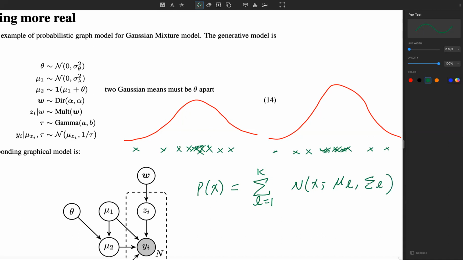Does anyone see the problem if I do that? Yes, if I try to compute the integral of this, I get what? K, right? I get K. So obviously that's not possible because I'm dealing with a PDF here. So what's the appropriate way of doing that? I will have a weight, where the sum of weights equals 1. Okay, so that's a Gaussian mixture model, right?